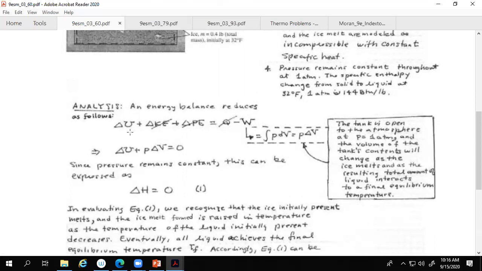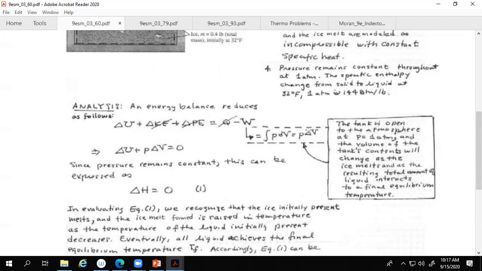So there you go. Delta U plus delta KE plus delta PE is equal to Q, but we say we don't have any Q, so it equals minus W. And the only work is constant pressure, so the P will pull through the integral. It's just P times delta V.